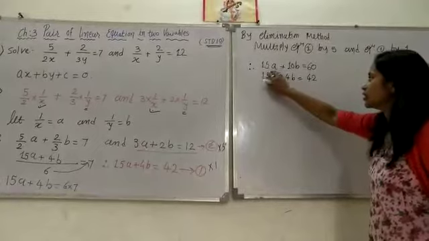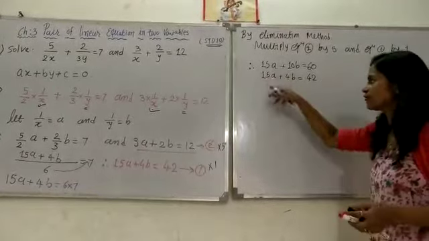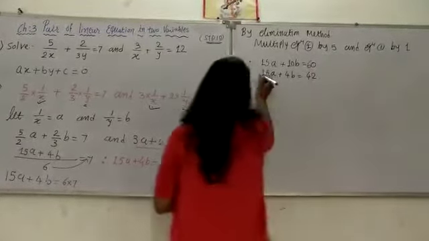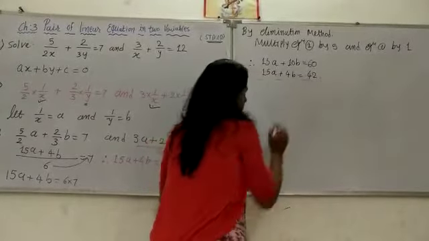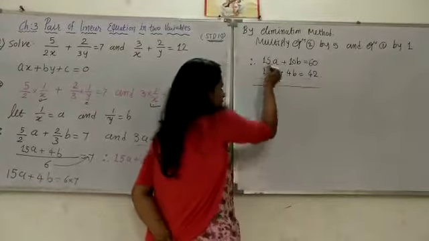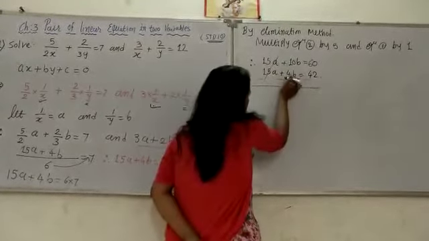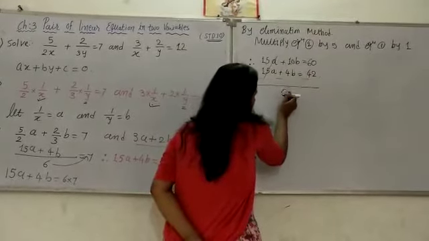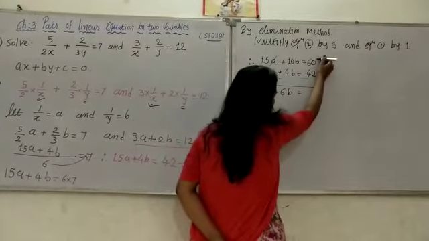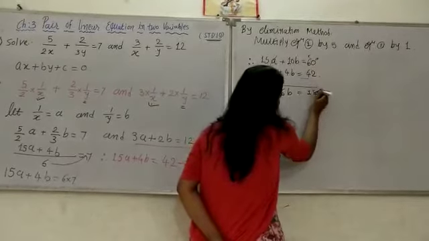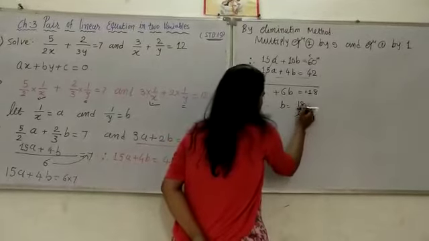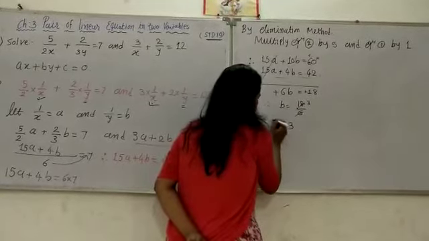After converting into the same coefficient and variable formation, change the sign if they have the same sign. So plus becomes minus, plus becomes minus, plus becomes minus. After changing the sign, simplify this. Plus minus minus, 15a and 15a cancel. Plus minus minus, 10b minus 4b is 6b, biggest digit sign plus. 60 minus 42 is 18, biggest digit sign plus. So your b is equal to 18 by 6, 6 3s are 18. So your b is equal to 3.